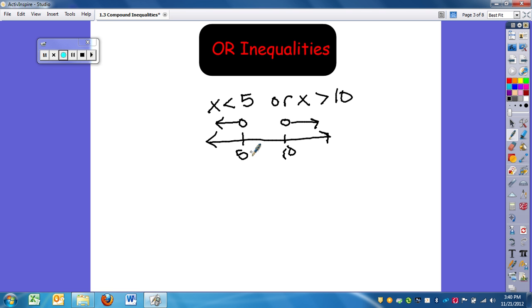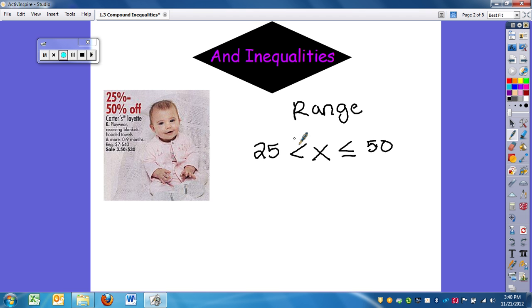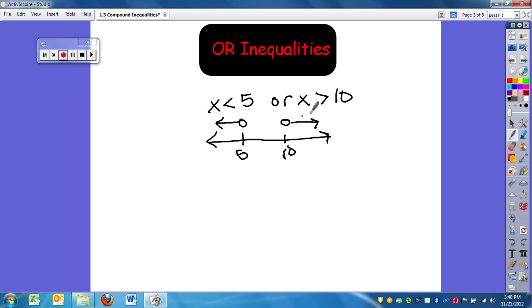We're in an "and" inequality. We can go back to the previous slide. In this graph, we would have 25 and 50, and actually in this case it should be equal to, because we can have 25% off. And then it would be in between. It's a range from here to here. And again, on an "or," it would be out from here to here.